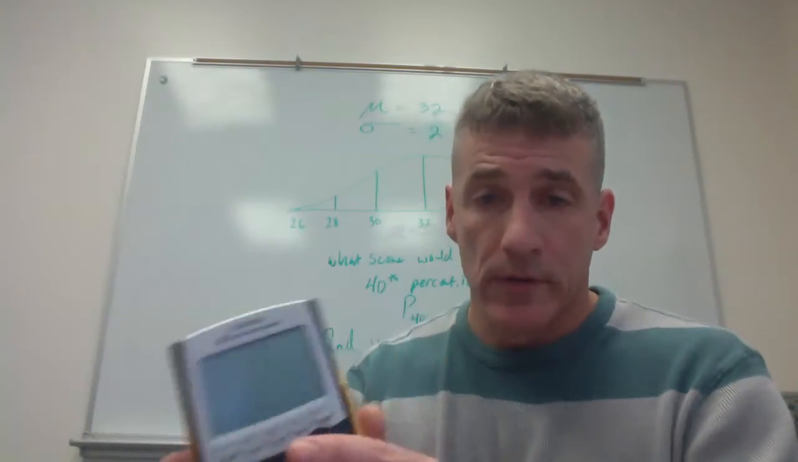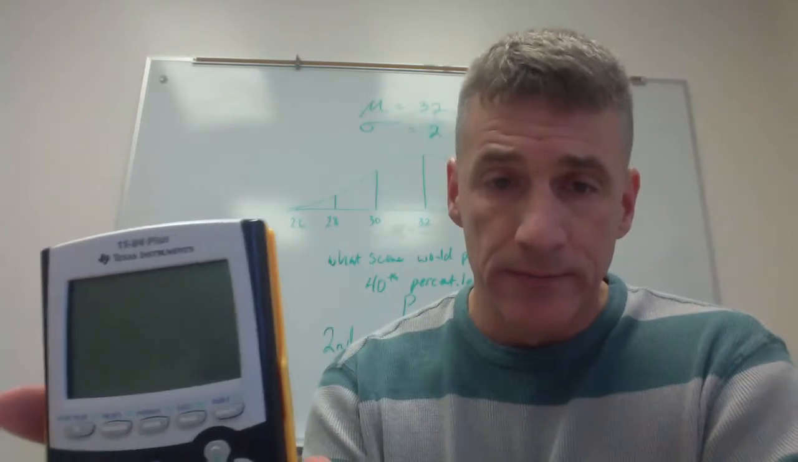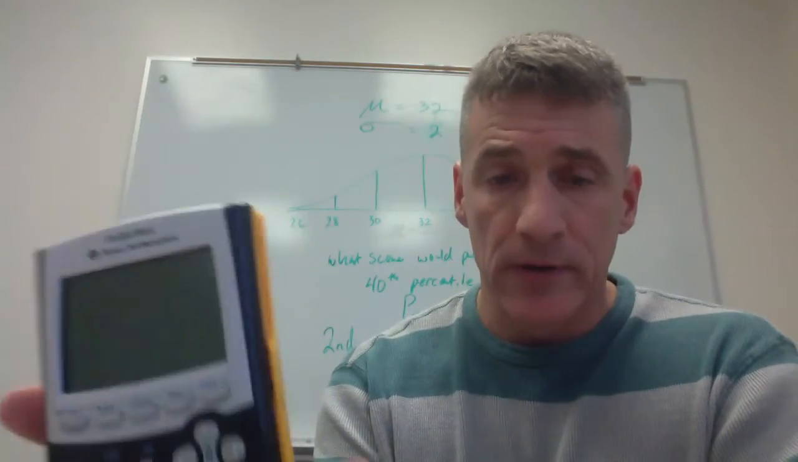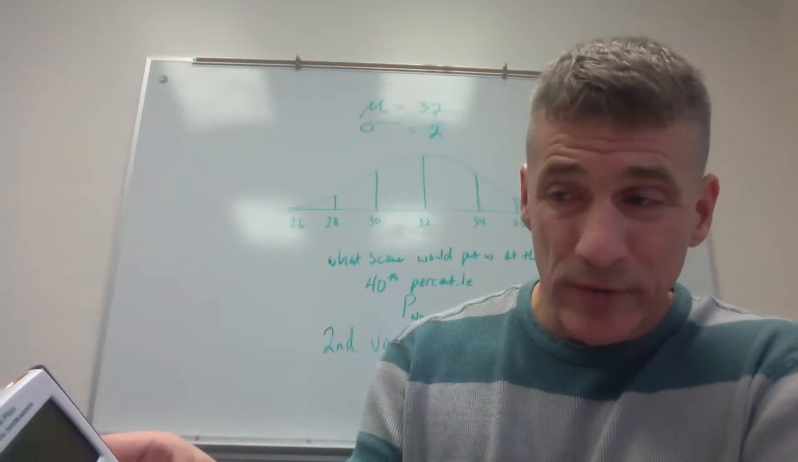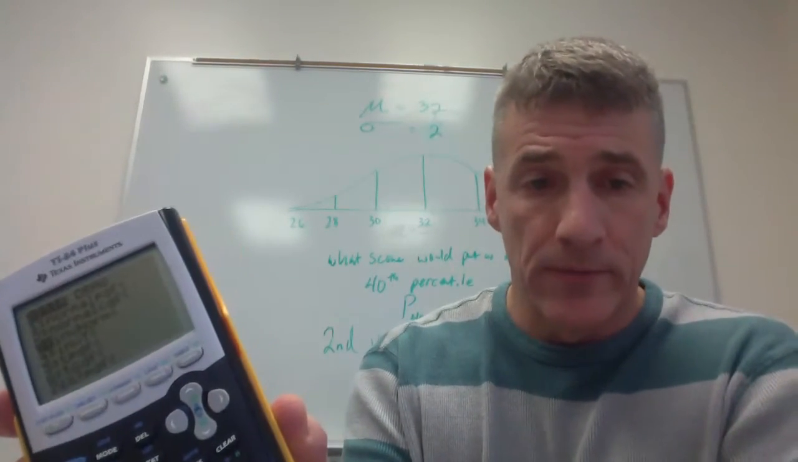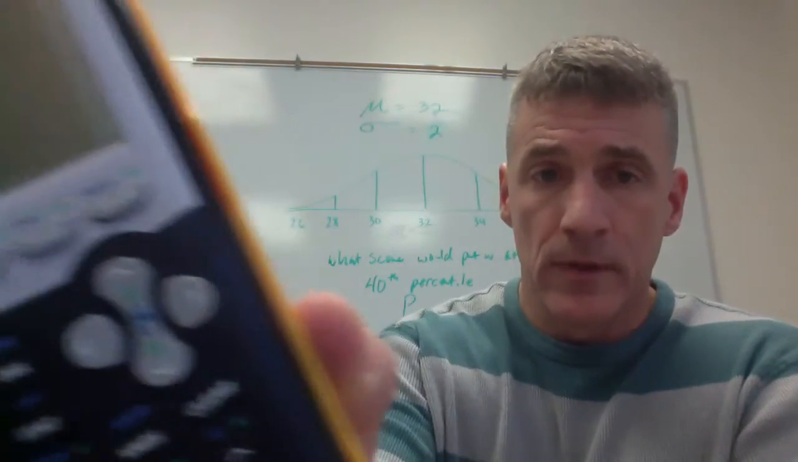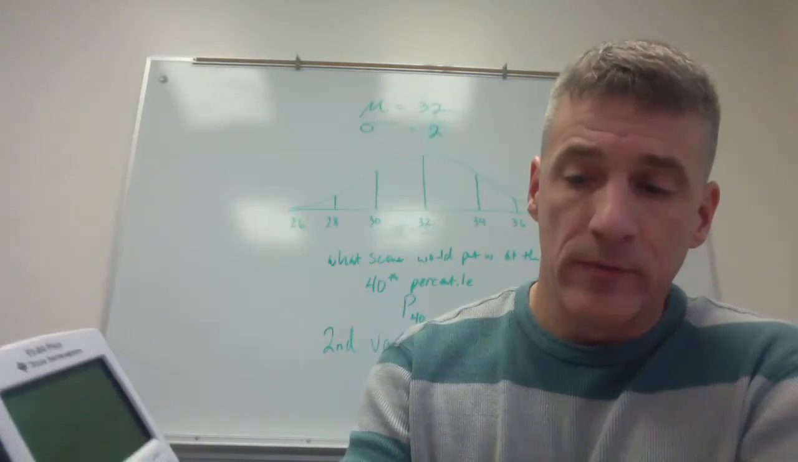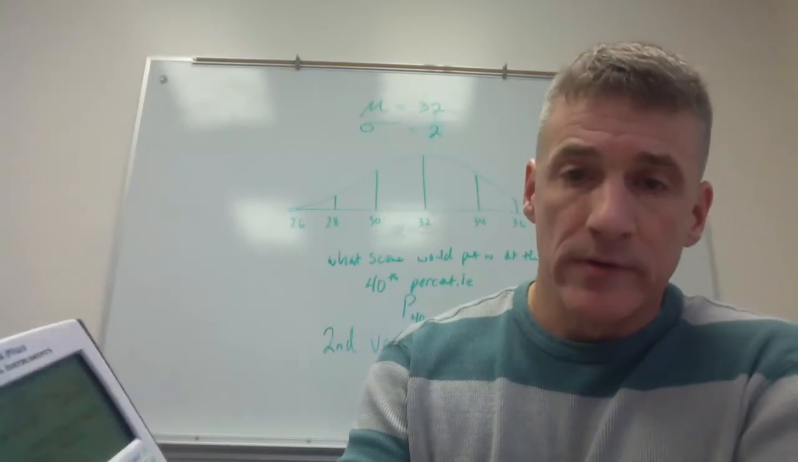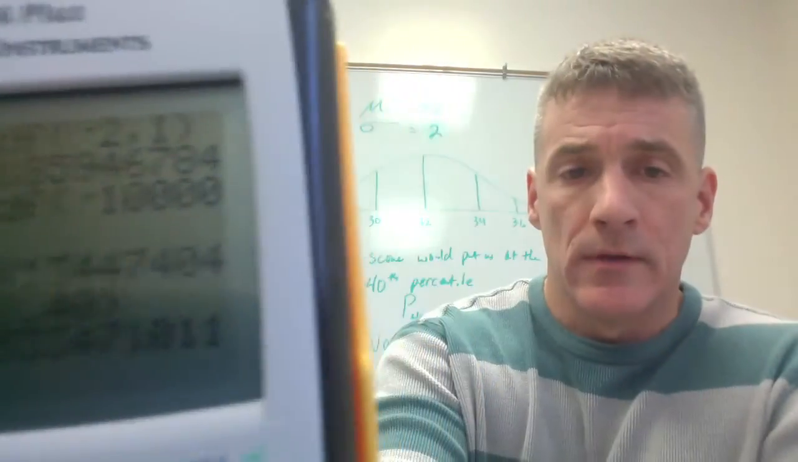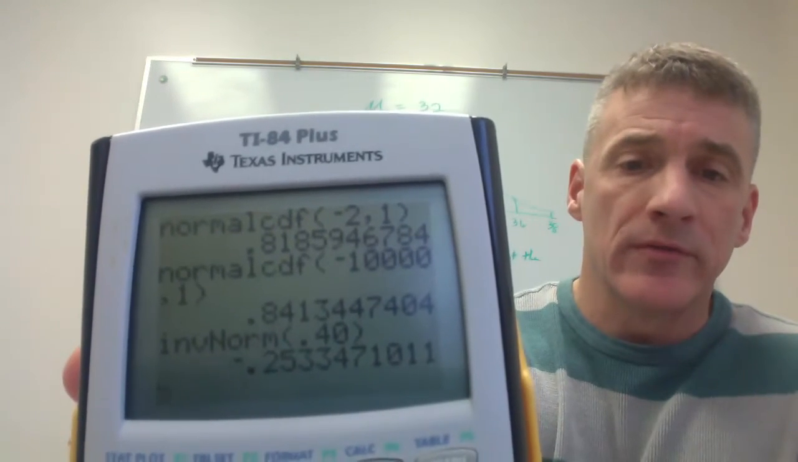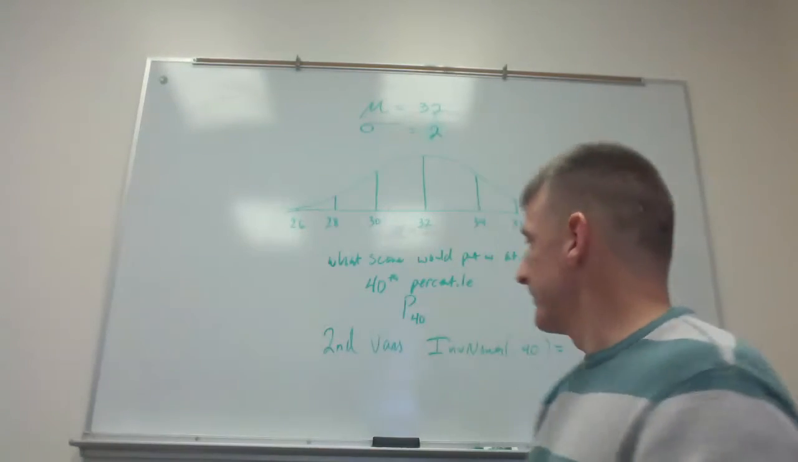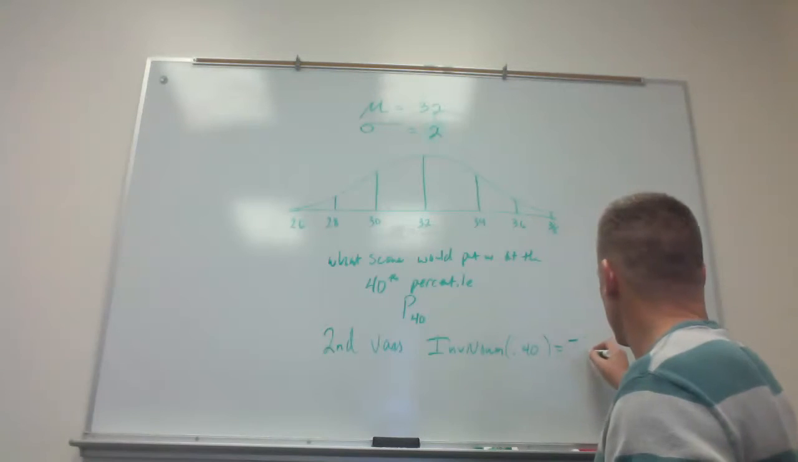Alright, so on your handy-dandy graphing calculator, you're going to hit the second vars, and you're going to go down to number 3, invnorm. Okay? And then hit the 0.40. So hit enter, and then 0.40, right parenthesis, hit enter. And you can see it reading at negative 0.25334.